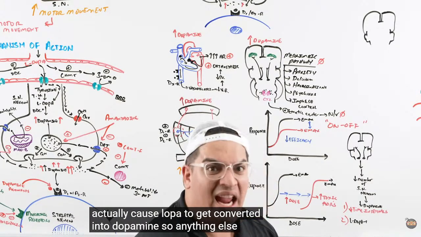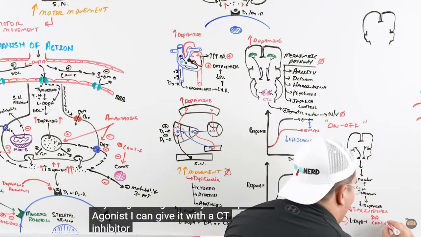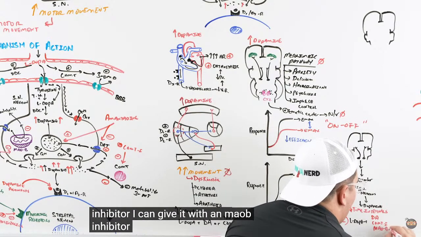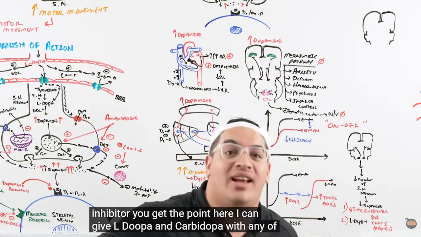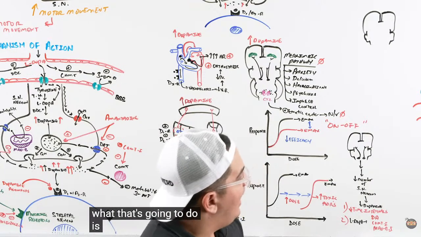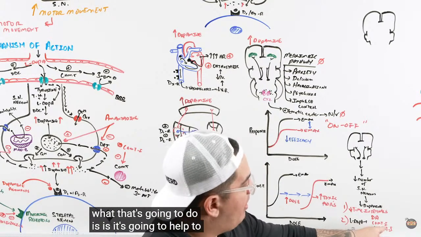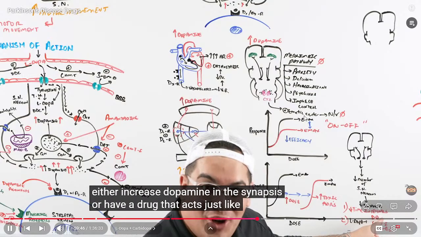So anything else, anything. I can give it with a dopamine agonist. I can give it with a COMT inhibitor. I can give it with an MAOB inhibitor. You get the point here. I can give L-DOPA and carbidopa with any of the other dopaminergic drugs, because what that's going to do is help to either increase dopamine in the synapses or have a drug that acts just like dopamine.